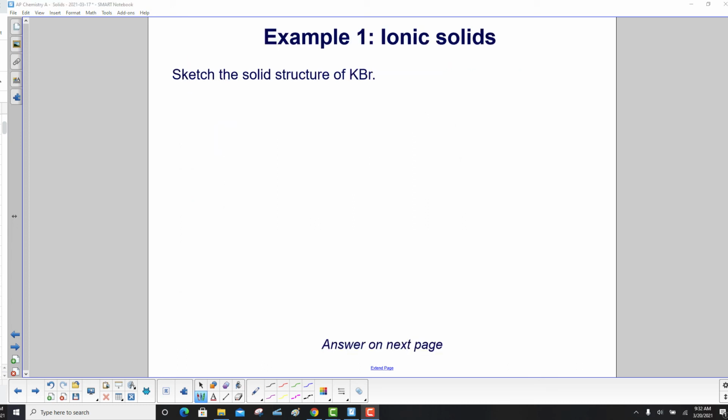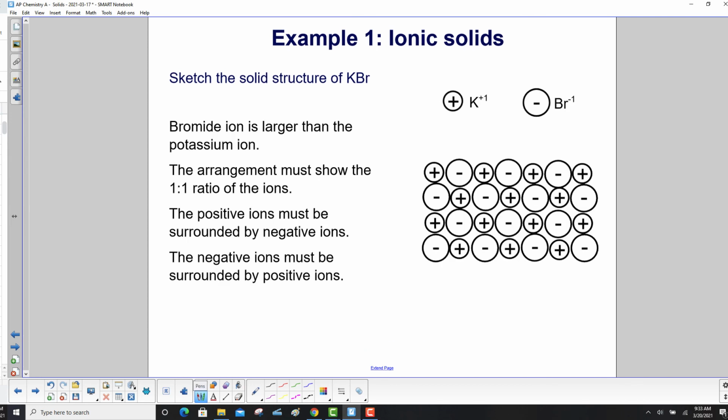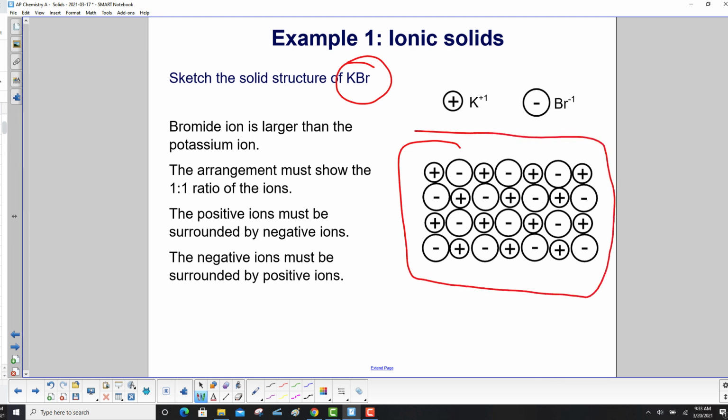Sketch the solid structure of potassium bromide. You can use the chart on the previous slides where it shows the various sizes of the ions. So the bromide ion is larger than the potassium ion. The arrangement must show the 1-to-1 ratio of the atoms, and the positive ions must be surrounded by negative ions, and the negative ions must be surrounded by positive ions. So that's what we have right here.